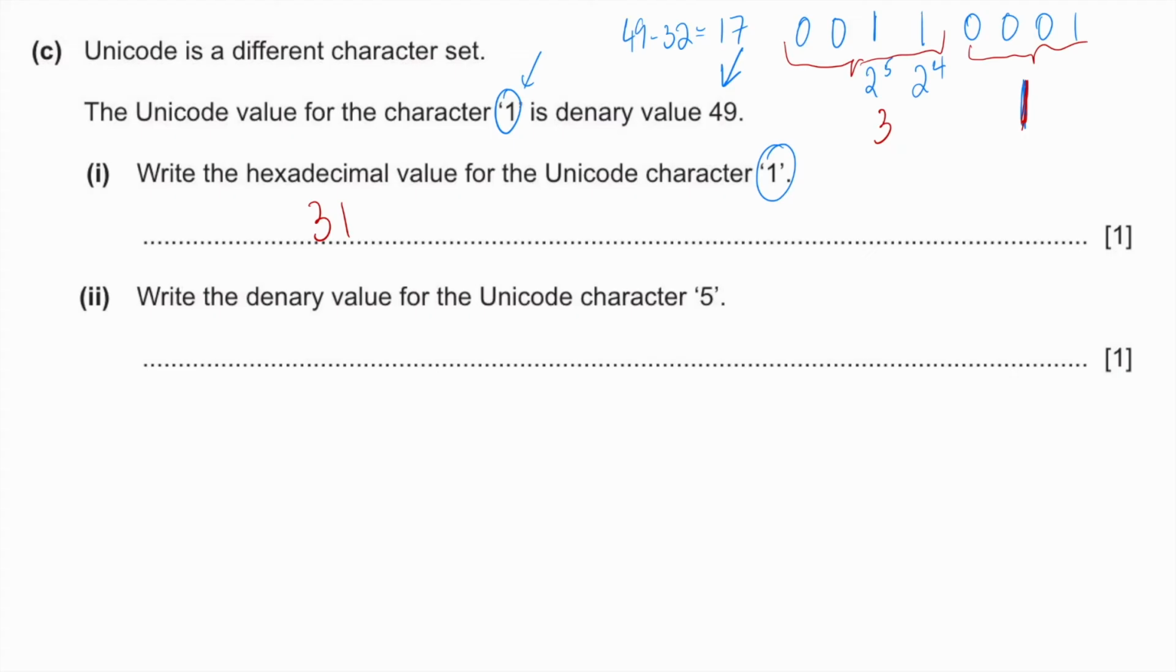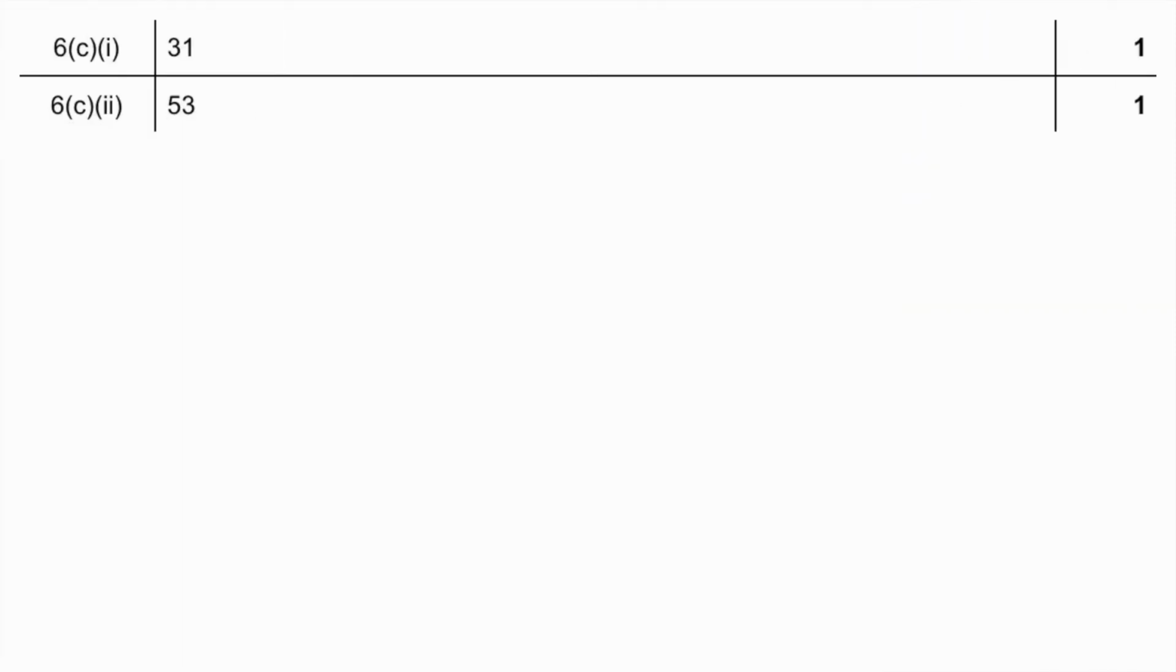Now, next is write the denary value for the Unicode character 5. And if the denary value of 1 is going to be 49, then that means that 2 should probably be 50. Then 3 should be 51, 4 should be 52, and 5 should be 53. Let's go see if that's true. Yeah, that is more or less right.